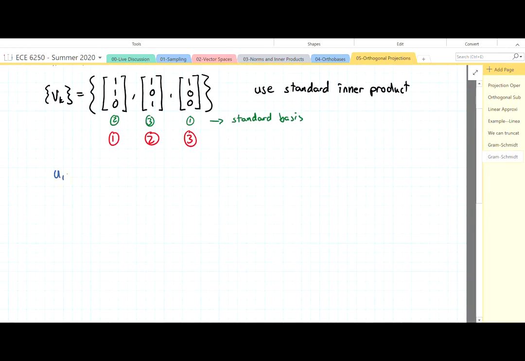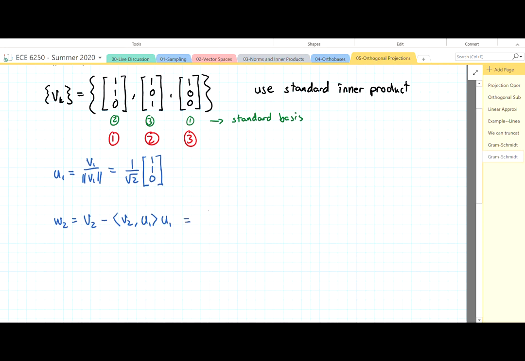First, U1 is going to be V1 over the norm of V1, which is going to be 1 over the square root of 2 times 110. So that's our U1, the easy one. The next one, we're going to have to go through the steps of defining our W2. W2 is going to be V2 minus V2 with U1 times U1.